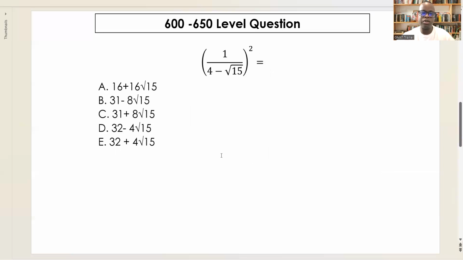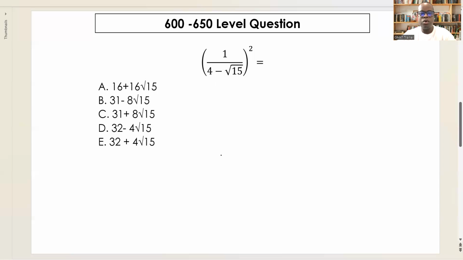For instance, a 600 to 650 level question. The question asks what this will be equal to, and you have multiple choices: 1 all over 4 minus root of 15, then you square all that. Look at this question. We're seeing a whole expression, and when you have expressions such as this, here is where the algebra concept starts kicking in and algebraic identities can be applied.